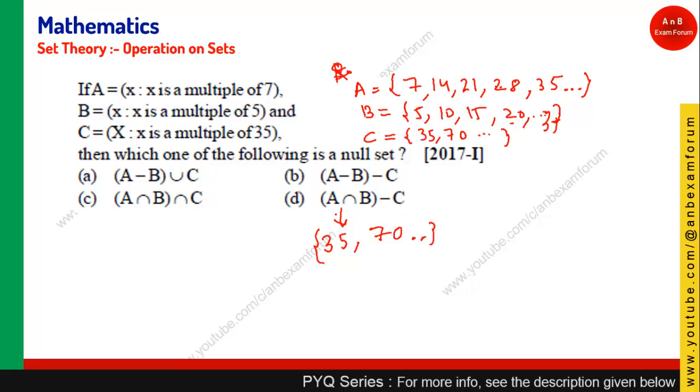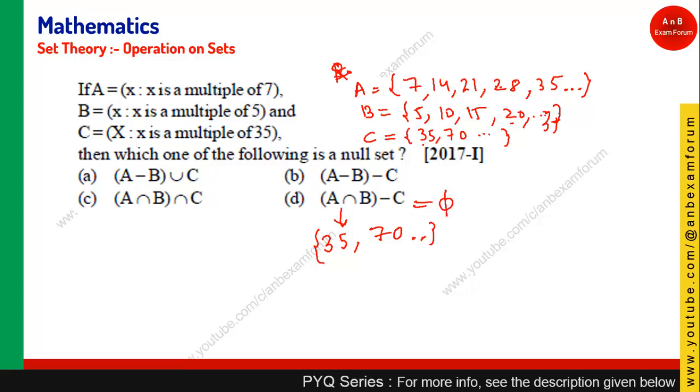So this minus C, so C has certain elements. So what does this minus operation mean? Those which are present in this set but not in C. But if you see, all these are present in C also. So there are no such elements which are present in A intersection B but not in C. Therefore it is equal to the null set. Okay, so the result will be the null set.